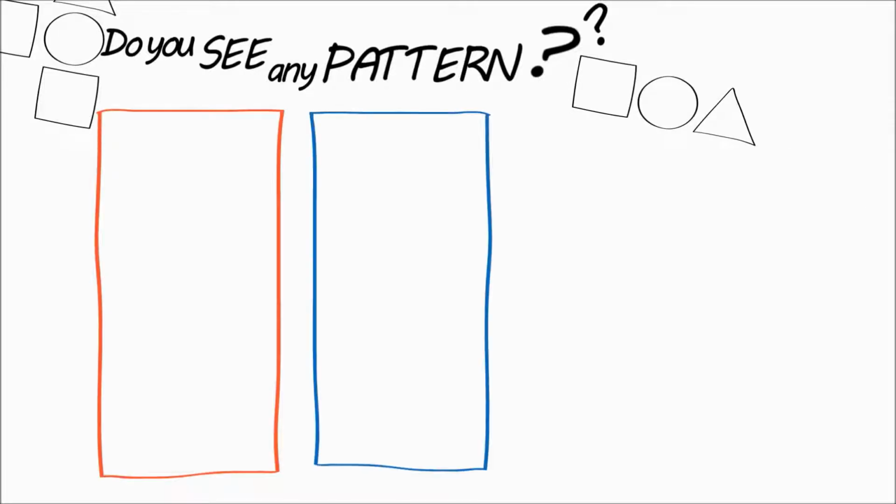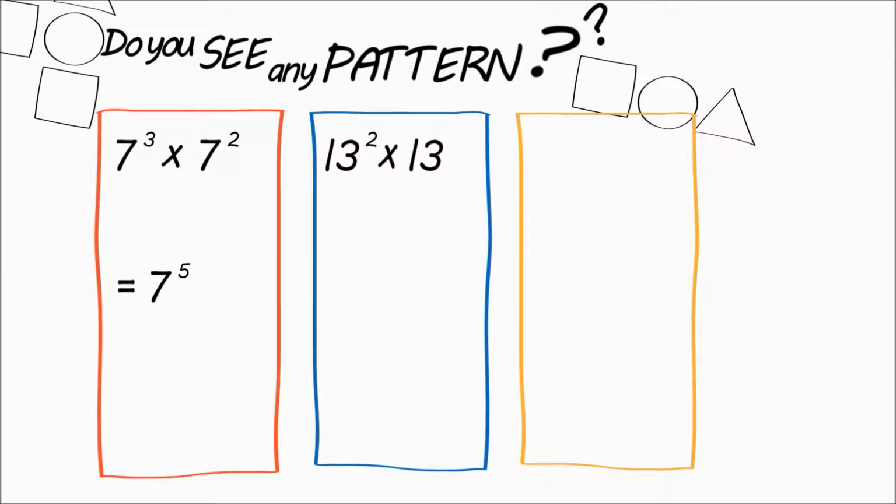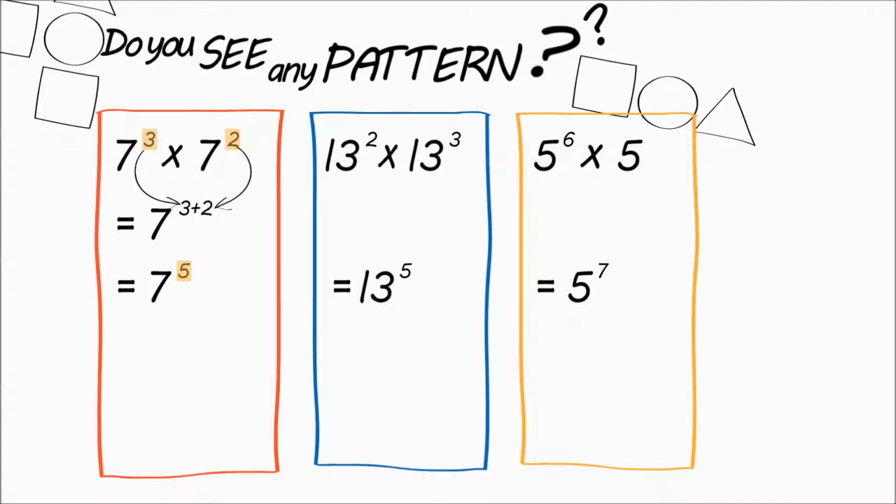Let's look at the examples again. Do you see any pattern? Look at the indices in these answers. Can you see that we can just add up the indices to obtain the answers? 7 to the power of 5 is 7 to the power of 3 plus 2. 13 to the power of 5 is 13 to the power of 2 plus 3. Notice that 5 can be written as 5 to the power of 1. Thus, 5 to the power of 7 is 5 to the power of 6 plus 1.